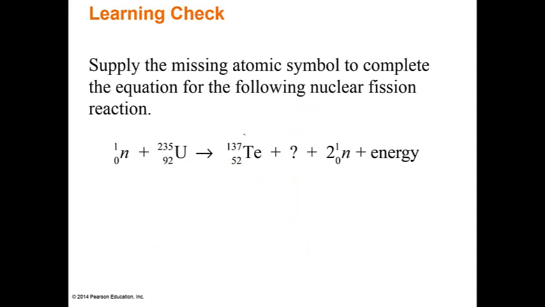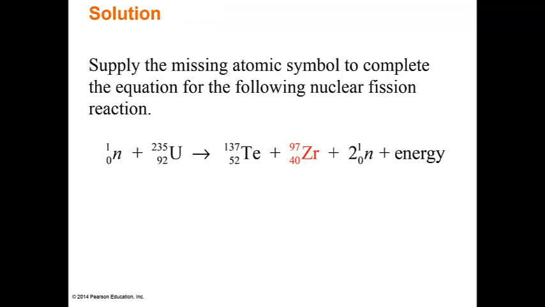So, supply the missing atomic symbols to complete the equation for the following nuclear fission. All right, so bombarded with a neutron, boom, breaks up. So what are we going to look for? All right, what's missing here? Well, it's going to be Zr-97. Okay, well, if we go 97 plus 137, what does that give us? It's going to give us 234. Right? Yeah. And then we add in one more neutron, and that will give us our total of 235.